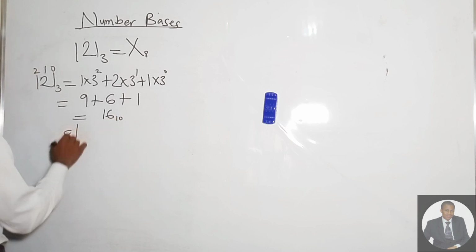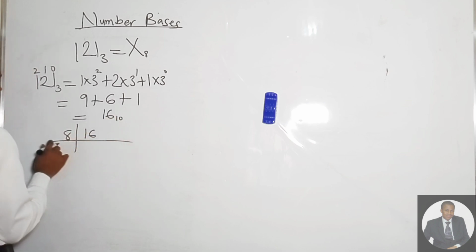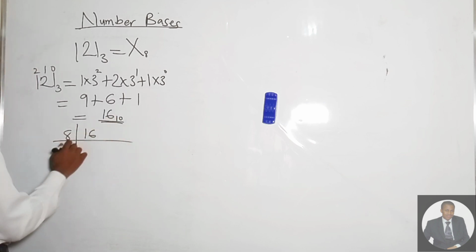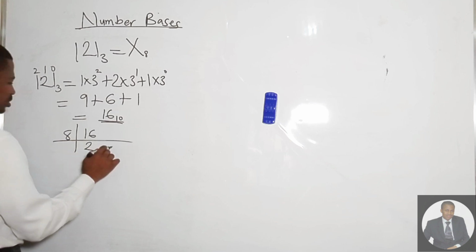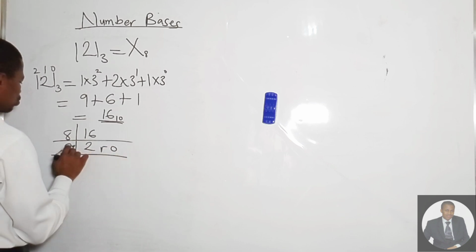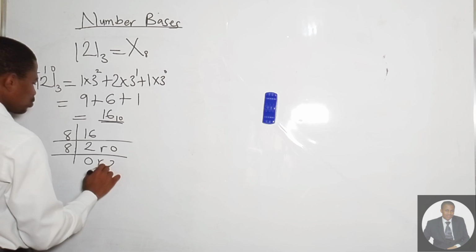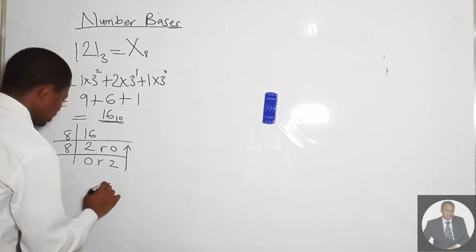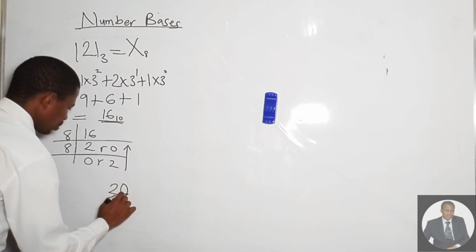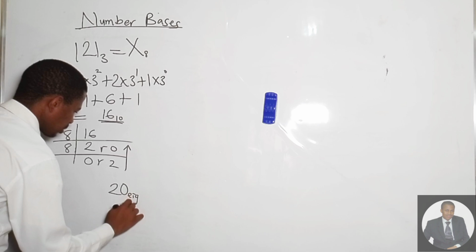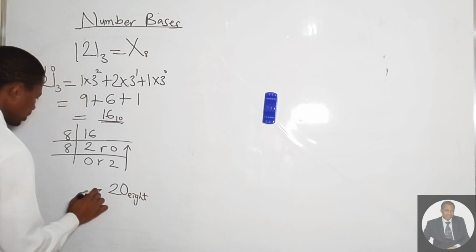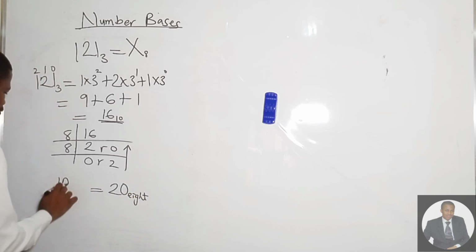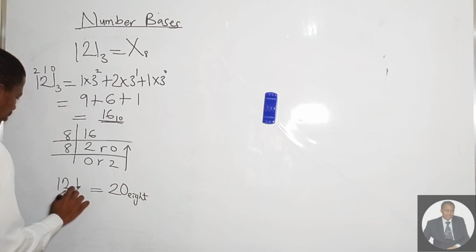So we divide 16 by 8. How many 8s are in 16? 2, remains 0. How many 8s are in 2? 0, remains 2. So our answer will be 20 base 8, which is the same thing as 121 base 3.